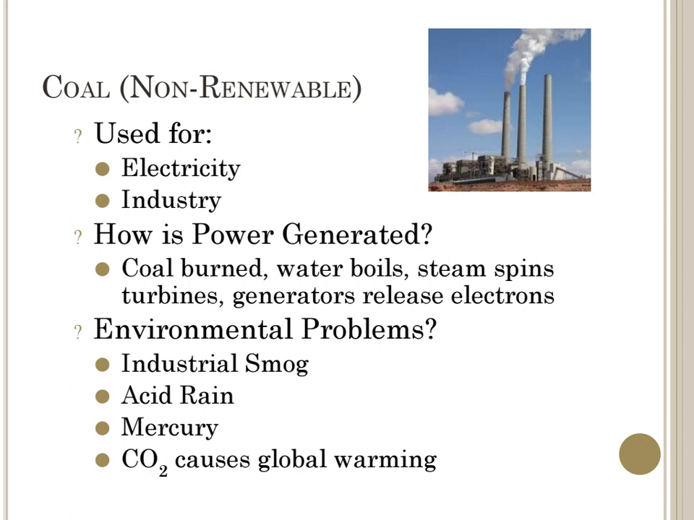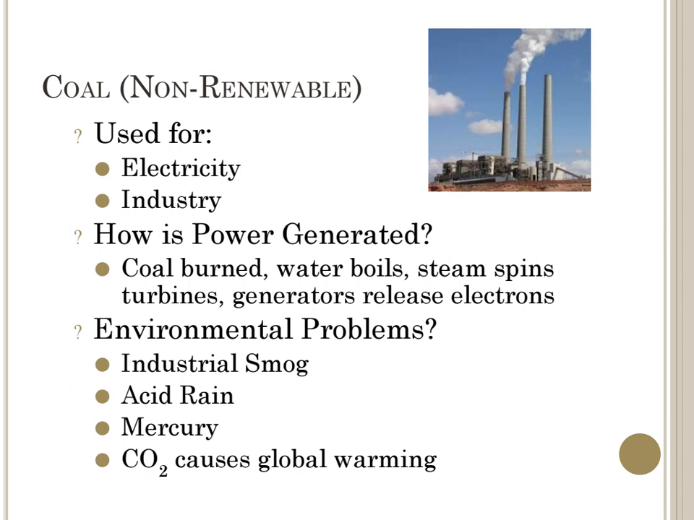The first energy source is coal. You need to know that it is non-renewable. So next to the word coal on your chart, you need to write non-renewable. It's used for electricity and for industry. So electricity in power plants, and in industry to run machines.